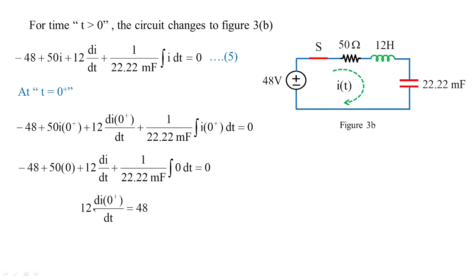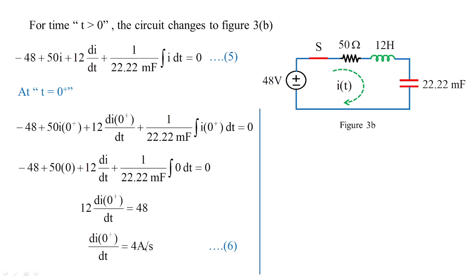So I am going to get 12 di of 0 plus by dt equal to 48. This value will be obtained as 4 amperes per second. I hope you understood this small simplification, how we have obtained the value of the differentiation of I of 0 plus, whose value is 4 amperes per second.